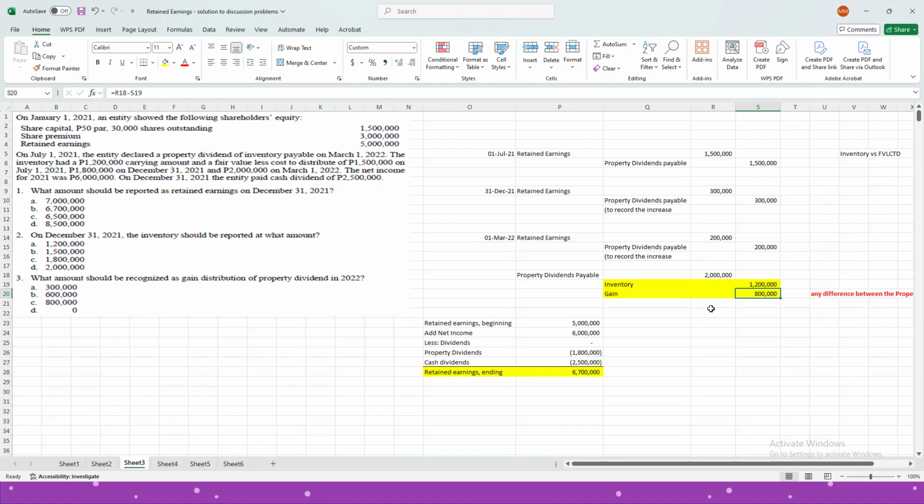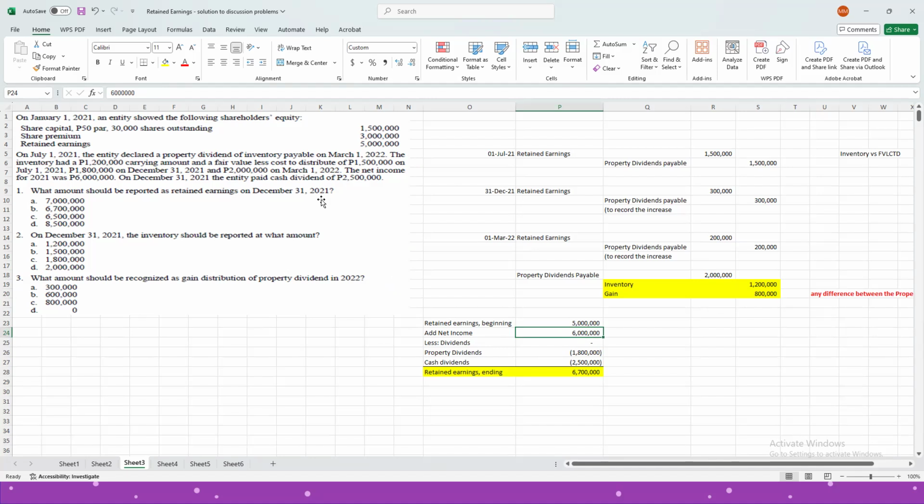So retained earnings beginning, we have 5 million. Add net income. Net income is also given, that's 6 million. And then less any property dividends. So property dividends, ito class, tingnan mo ha. Ang tinatanong sa atin dito is how much amount should be reported as retained earnings on December 31, 2022.